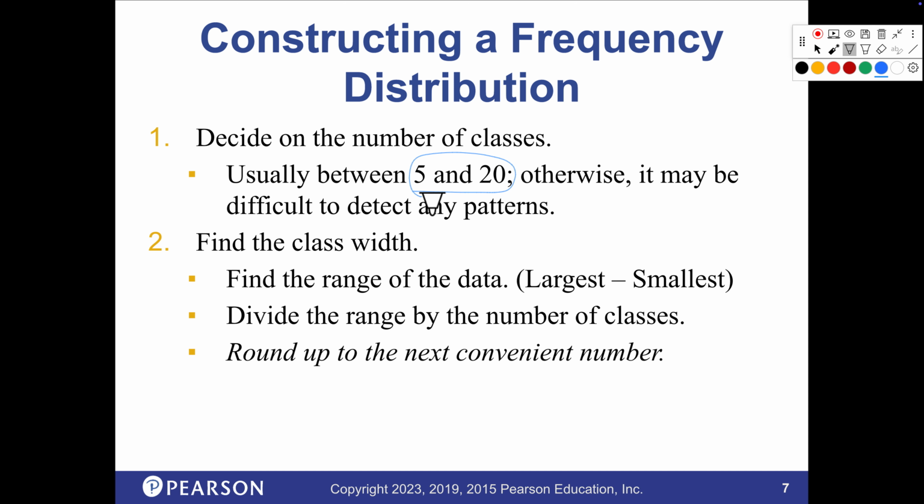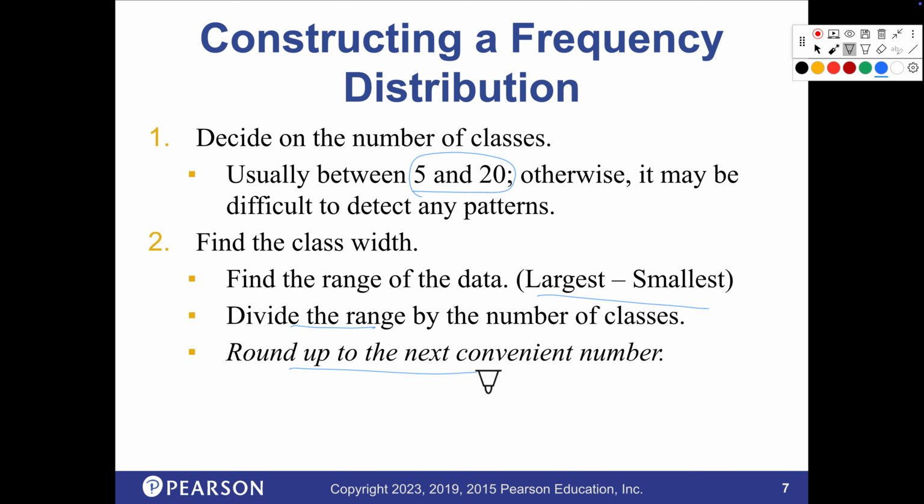Okay, so 5 to 7. If we had less than 5, like you only do 3 classes, a lot of times you don't get enough information. So that's kind of just a general rule. We already followed through. We took the largest minus the smallest to get our range. Then we divided it by the number of classes, and we rounded up to the next convenient number.